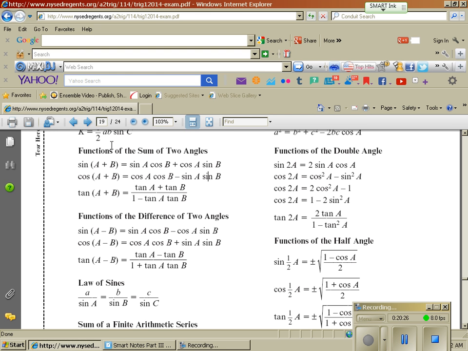And now we've used the functions of the sum of 2 angles and the functions of the difference of 2 angles. So the only thing we have left are the double angles and the half angles.